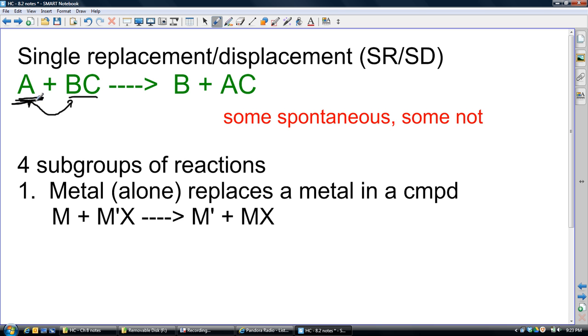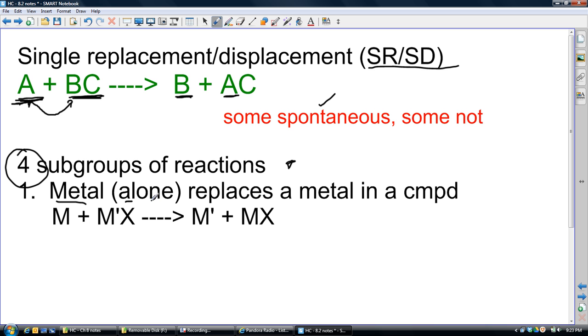You have an element by itself, you have a compound. That element that was alone trades places with some type of similar element that was bonded in a compound. Some of these reactions are spontaneous, some are not. So within the single replacement or displacement reactions, and again we can just abbreviate SR or SD, there are 4 subgroups. The first subgroup, again, is the one we've been talking about since day one.